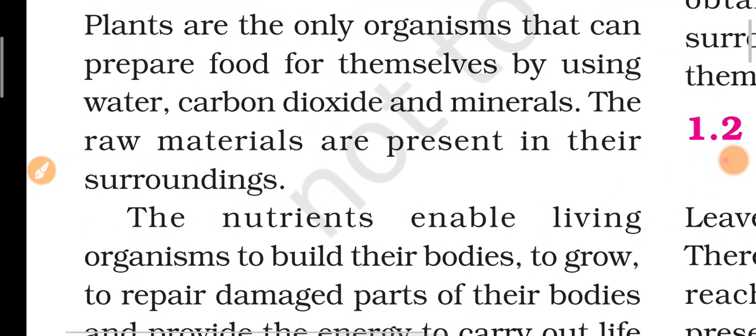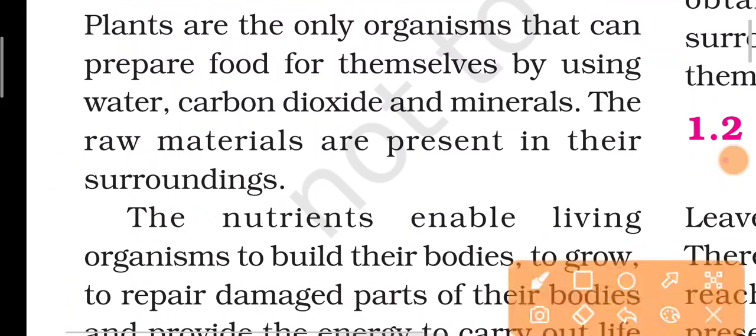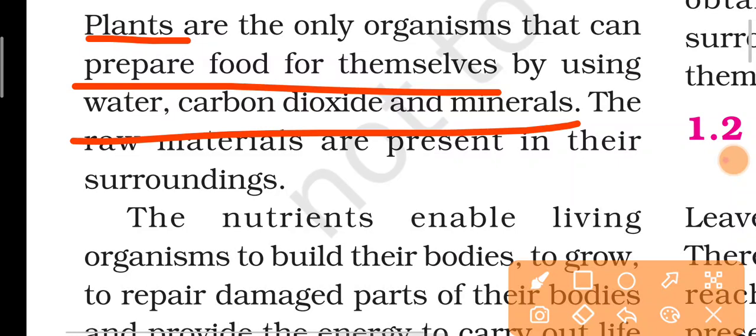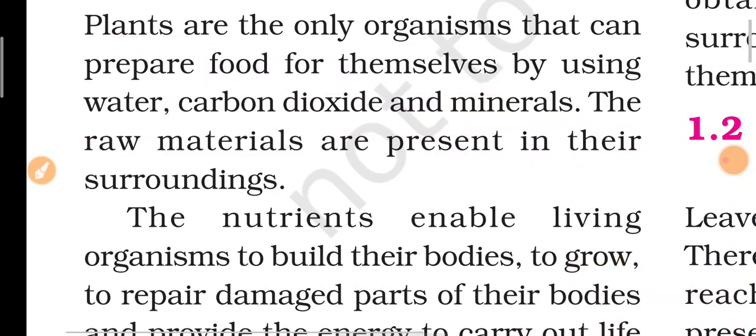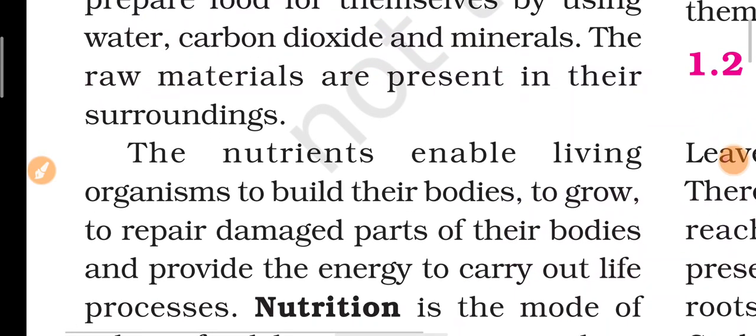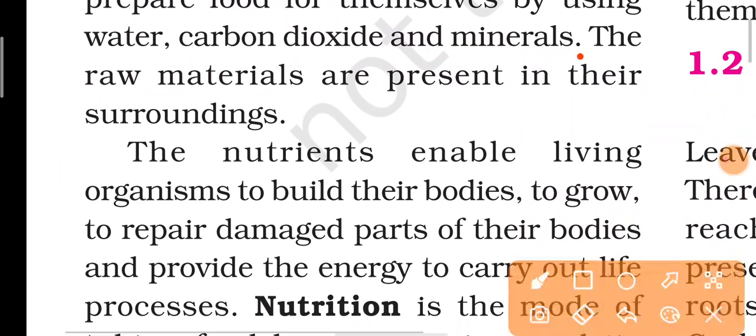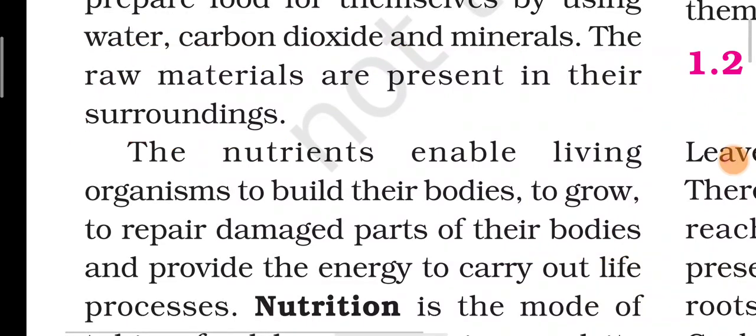So let's begin. Plants are the only organisms that can prepare food for themselves by using water, carbon dioxide, and minerals. So, on this whole earth, plants are the only living organisms which can make their own food by themselves using water, carbon dioxide, and minerals present in their surroundings. These raw materials are present in their surroundings.